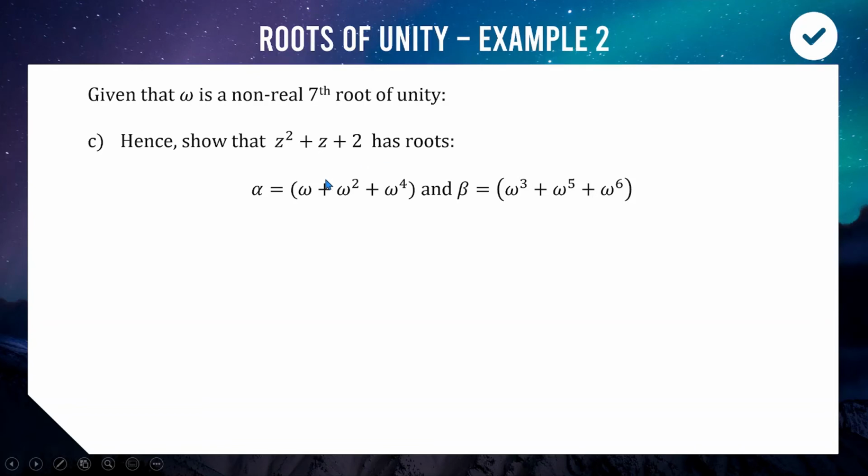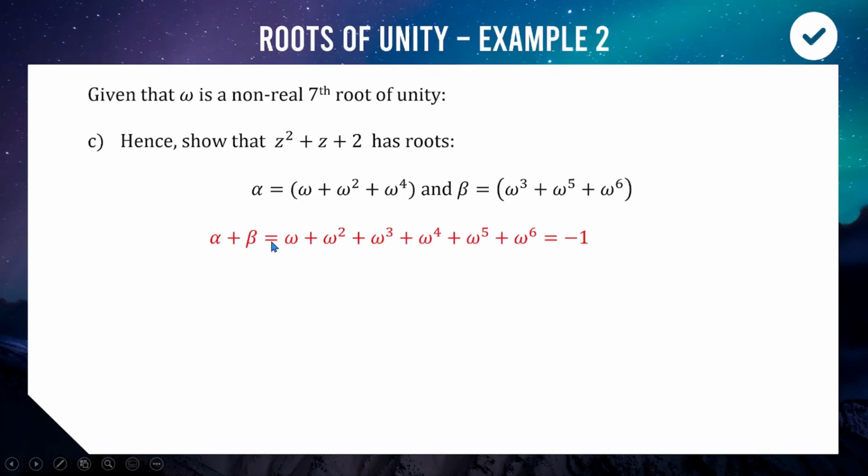Then we need to show that the product of the roots, alpha times beta, is equal to c over a, which is going to be 2 over 1. So our goal for this question is to show that alpha plus beta is -1 and show that alpha times beta is equal to 2. Let's see how we go. Let's start with the sum of the roots.